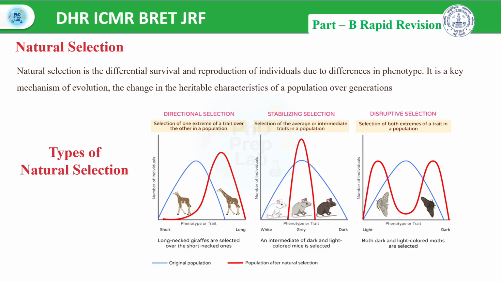Now we have disruptive selection, in which both of the extreme traits are favored, and the middle one is sort of eliminated and not favored. So this selects both the extremes. So these are the three types of natural selection.